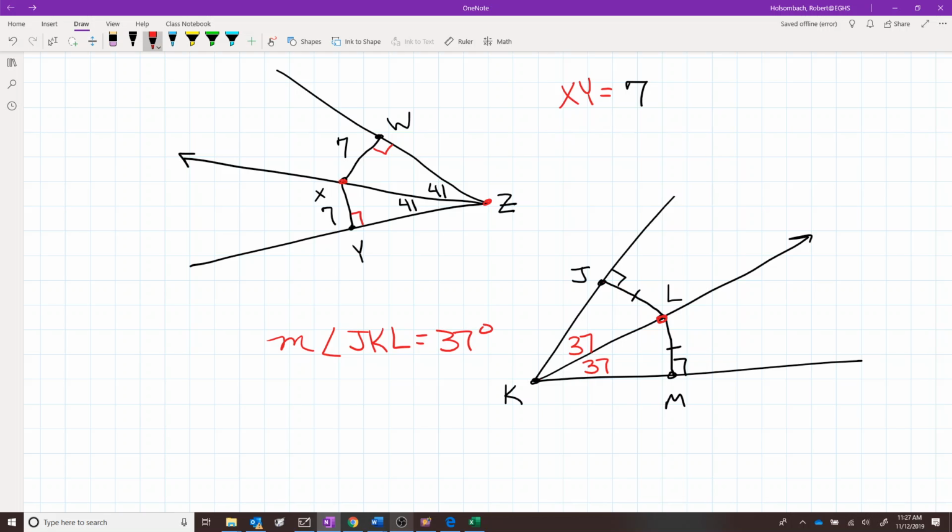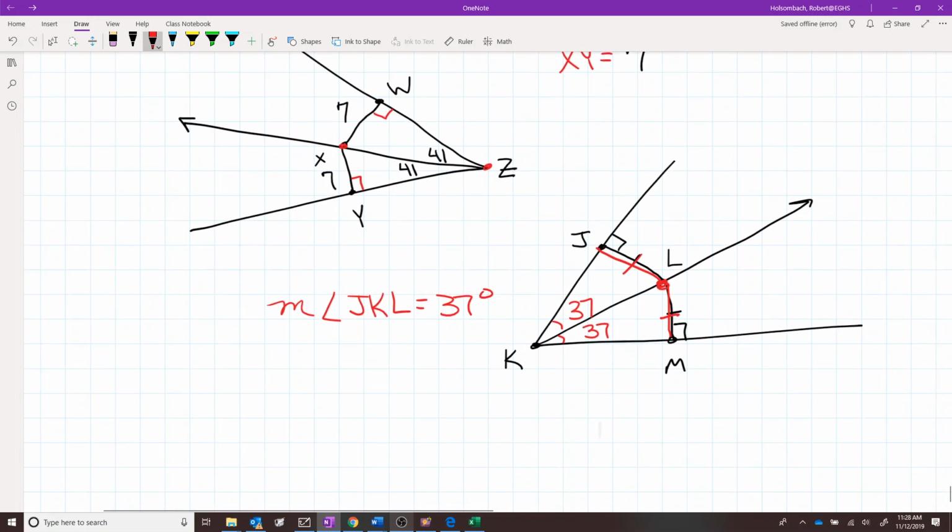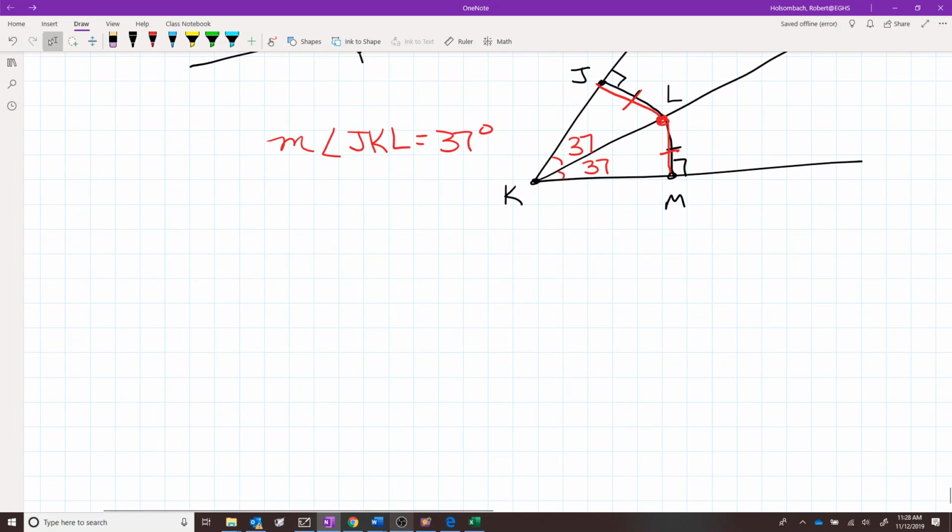Alright, if this point L is the same distance from M as it is from J, then it's on an angle bisector. And ray KL splits JKM in half. So these two got to be equal to each other. Example C.